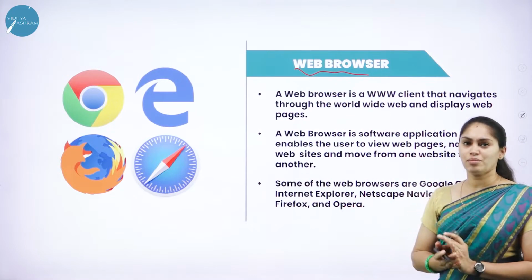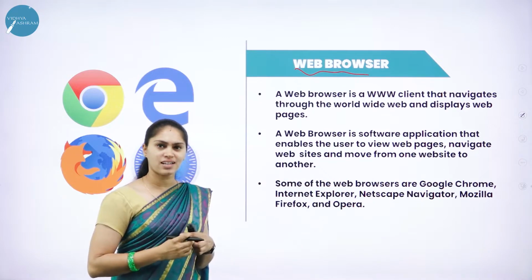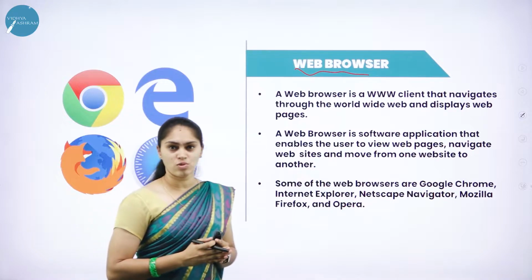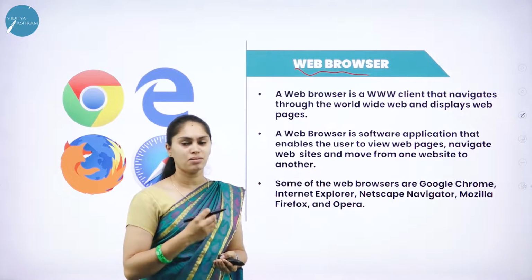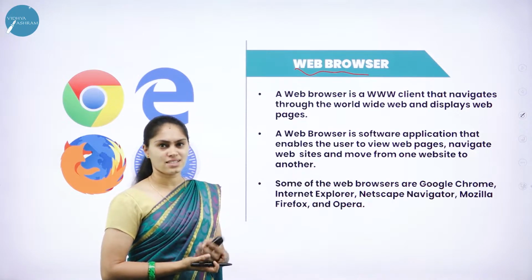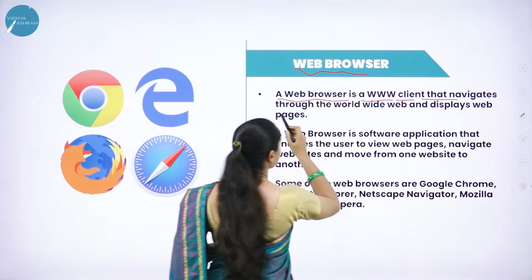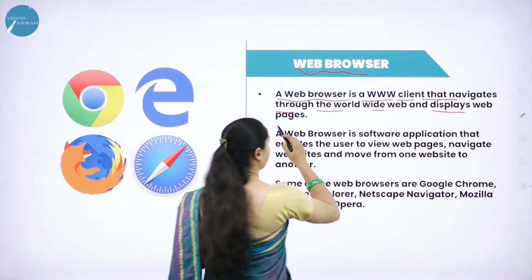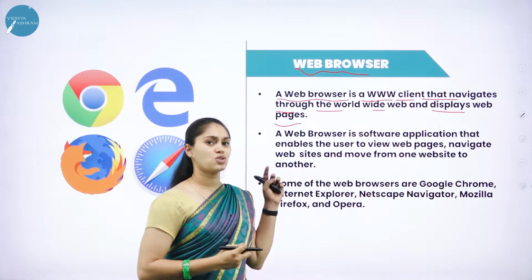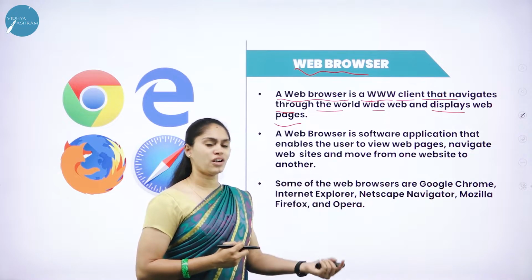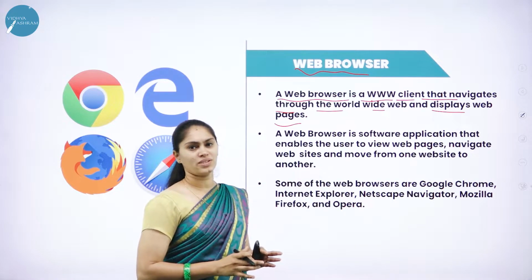Already you are much aware about this web browser. As I told, the internet is the ocean. If I want to fetch the content, we are going to use this web browser, right? It will display the content of that particular file, and all the documents that we are searching for. A web browser is a WWW client that navigates through the World Wide Web and displays the web pages. With the help of this web browser, we can fetch the content, and the WWW allows us to access the content. This web browser will display that content over the internet.